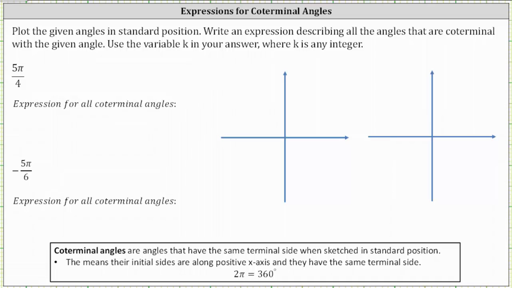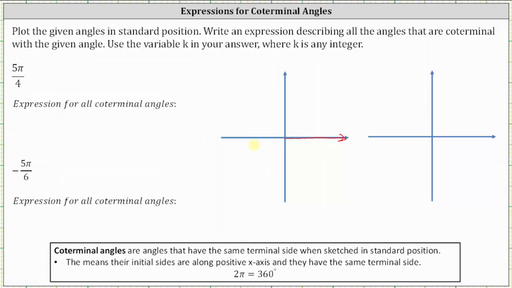In standard position, the initial side is along the positive x-axis. Because the angle is positive 5/4 pi radians, we now rotate counterclockwise 5/4 pi radians. Well, half a rotation counterclockwise is pi radians. So if we divide half a rotation into 4 equal parts, each part will represent 1/4 pi radians. And we can use this to plot 5/4 pi radians.